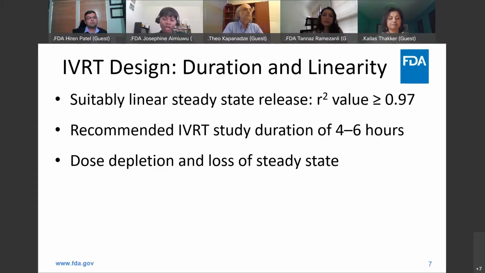I think I saw in the chat where somebody asked, what would be the cutoff for dose depletion in that case? Historically we looked at 30%, and now we are saying that it doesn't necessarily mean that your method is not sensitive enough or specific enough. So as a reviewer, what am I looking at? What would be the cutoff that I would base my assessment on?